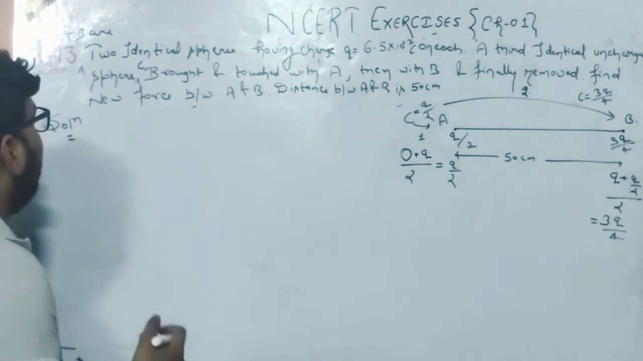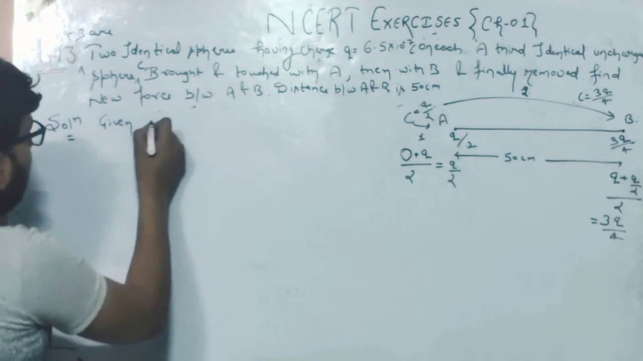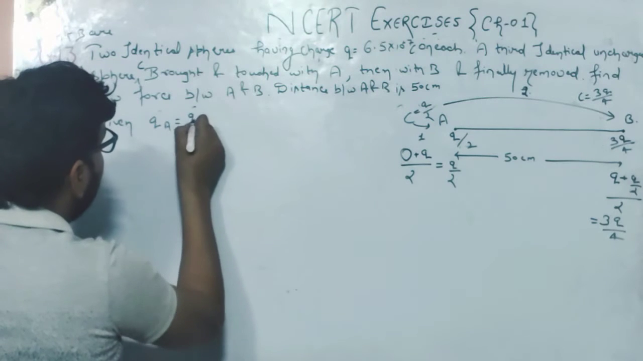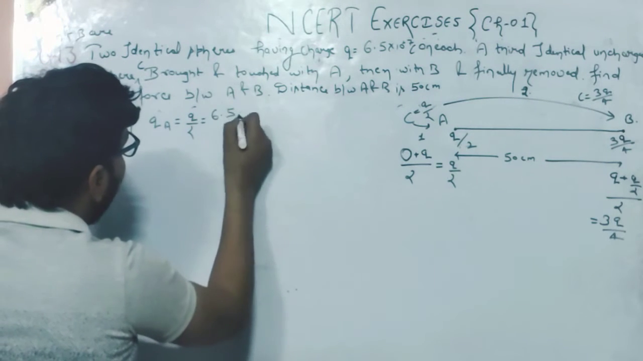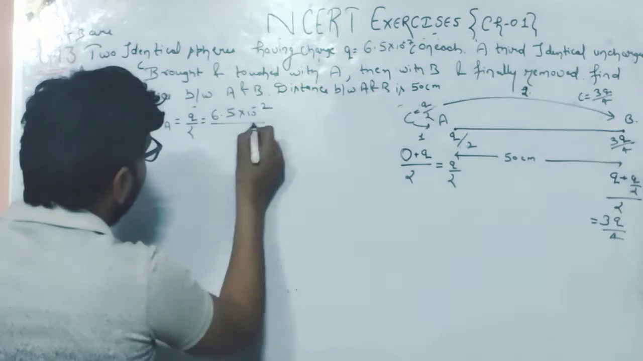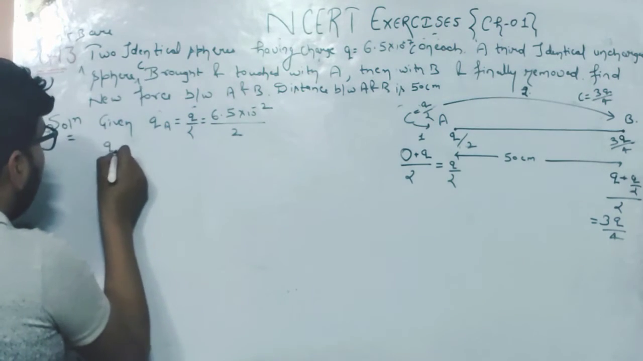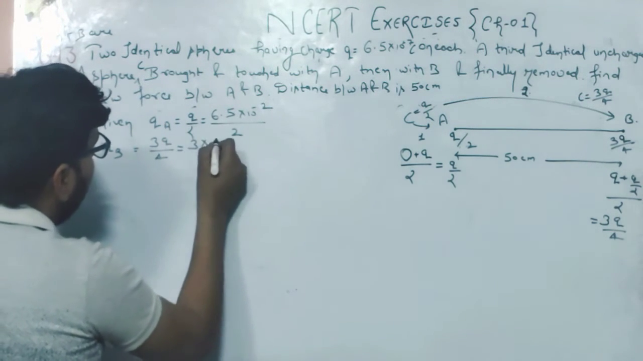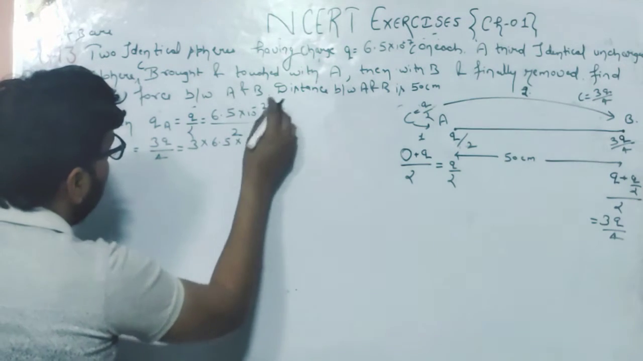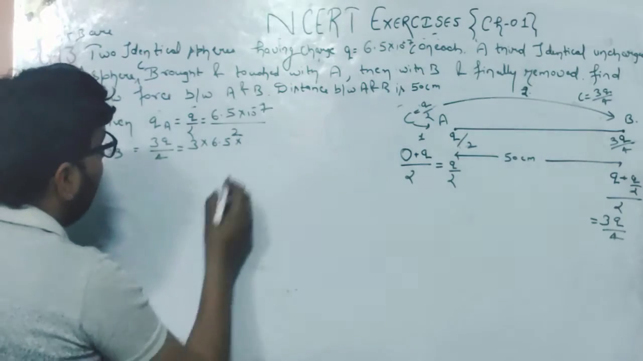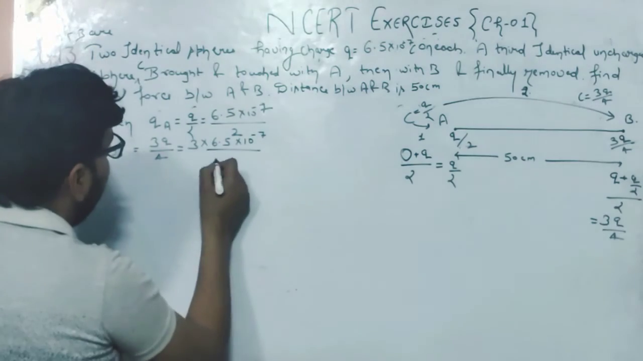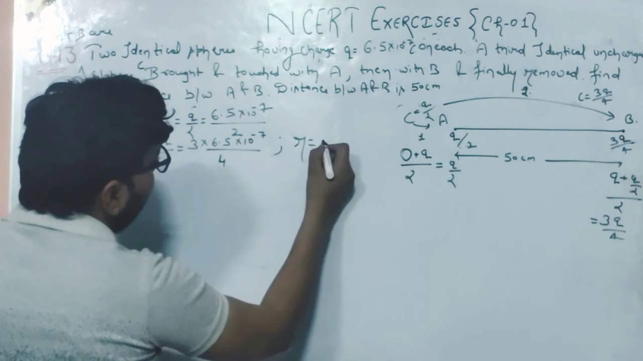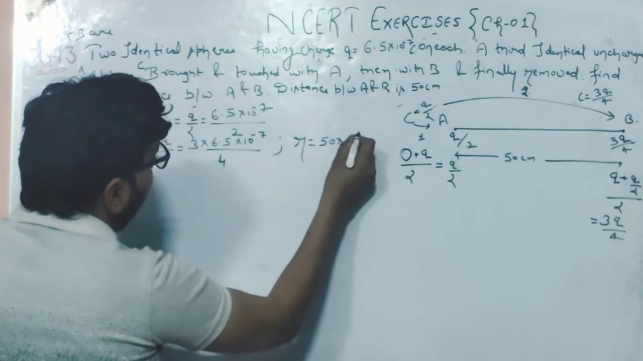So we will begin by writing the given. QA, the charge on A, is Q by 2, which is 6.5 × 10^-7 divided by 2. And QB is 3Q by 4, which is 3 × 6.5 × 10^-7 divided by 4. The distance between these two is 50 centimeters, which can be written as 50 × 10^-2 meter.